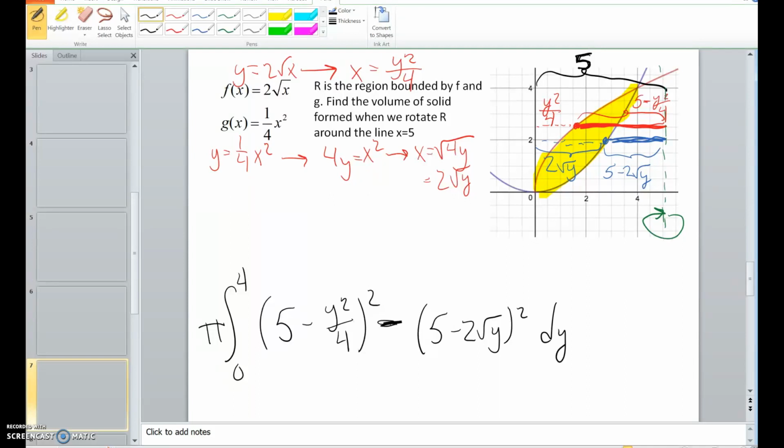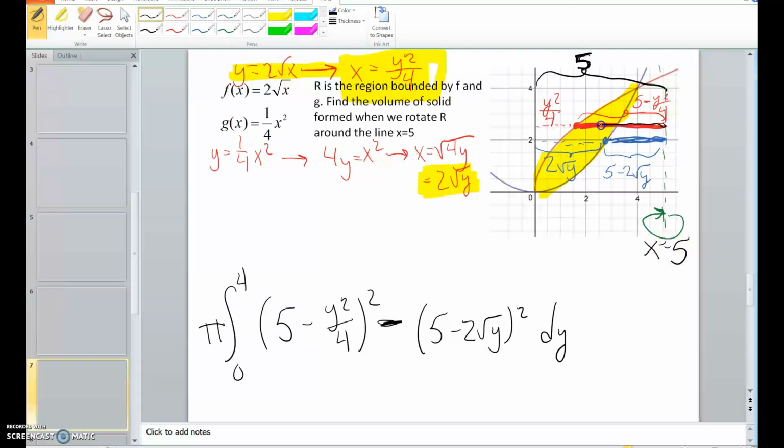Okay, so since we are rotating around a vertical line, we're going to need to integrate with respect to y, which means that we need to solve the given equations for x. So we get x equals y squared over 4 for the red graph, and x equals 2 root y for the blue graph. So that means that the distance between the y-axis and that graph is given by these two equations we just solved for. So on the graph, I've marked the total distance from the y-axis to our axis of rotation is 5 units, because we're rotating around the line x equals 5.